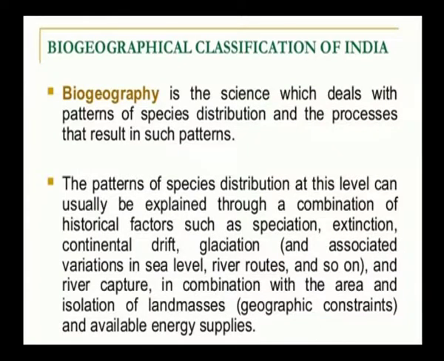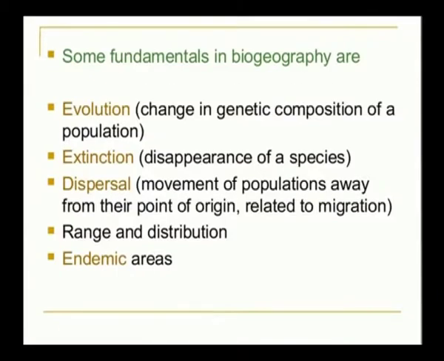Biogeography is the science which deals with patterns of species distribution and the processes that result in such patterns. So the patterns of species distribution at this level can be explained through a combination of historical factors such as speciation, extinction, continental drift, glaciation that is usually associated with variations in sea level, river routes and so on, and river capture that is in combination with the area and isolation of land masses and availability of different supplies of energy.